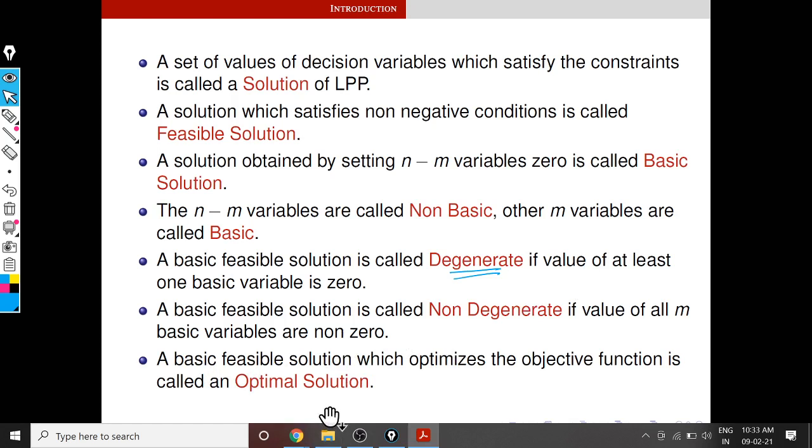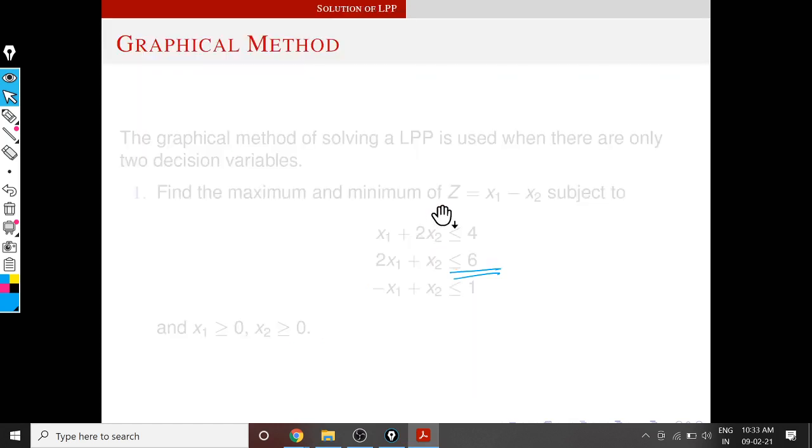Okay, theoretically all this has been proved. The optimal solution is nothing but a basic solution which is feasible and which optimizes the given function. Then how to find this optimal solution? That's our problem. So first we are going to discuss the simplest method, that is called the graphical method.